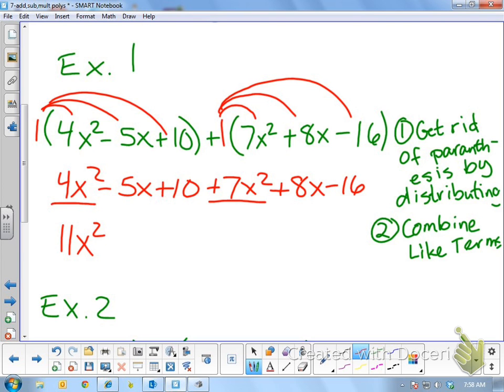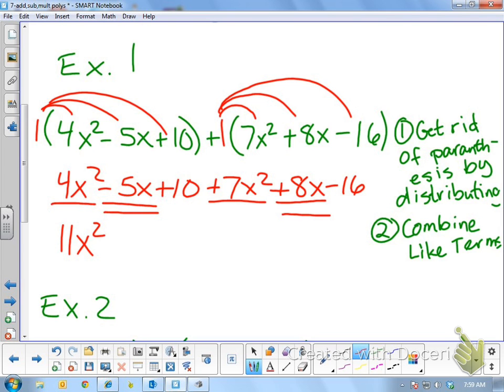Then we look at our next term. We have negative 5x. We do keep the sign in front of the term. 5x is one term, and we keep the negative sign in front of the 5x. So negative 5x can combine with positive 8x. Those are like terms because they both have an x with an exponent of 1. It's an invisible one, but they have the same variable, same exponent. So we add those together.